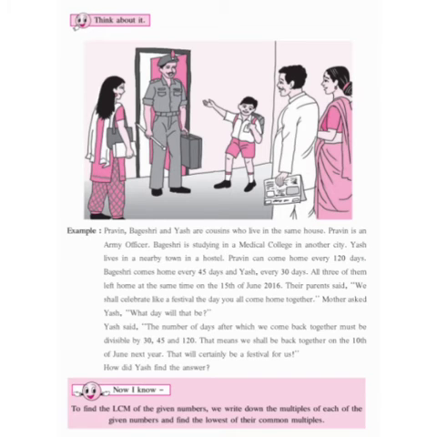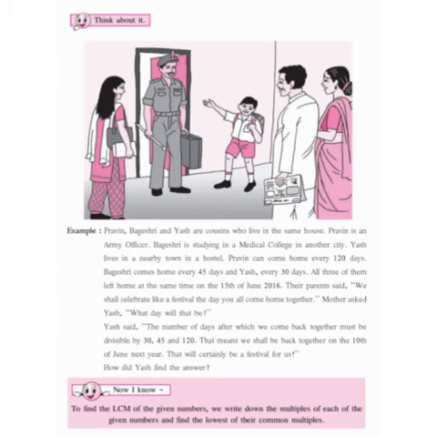Think about it. Example: Praveen, Bhageshri, and Yash are cousins who live in the same house. Praveen is an army officer. Bhageshri is studying in a medical college in another city. Yash lives in a nearby town in a hostel. Praveen can come home every 120 days. Bhageshri comes home every 45 days. And Yash every 30 days.